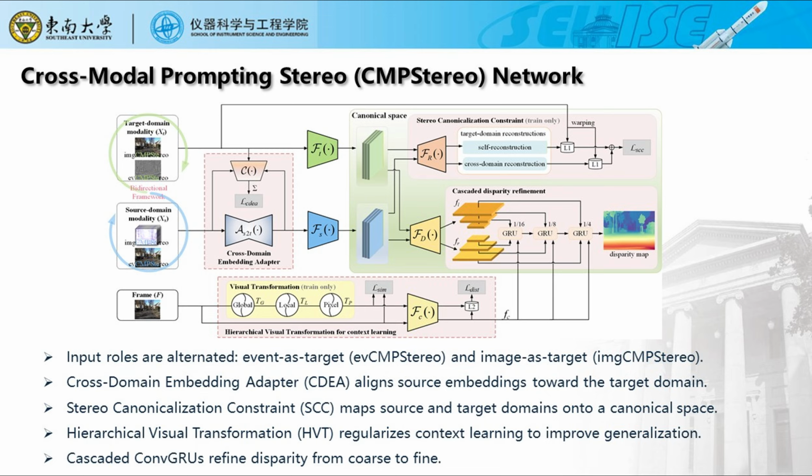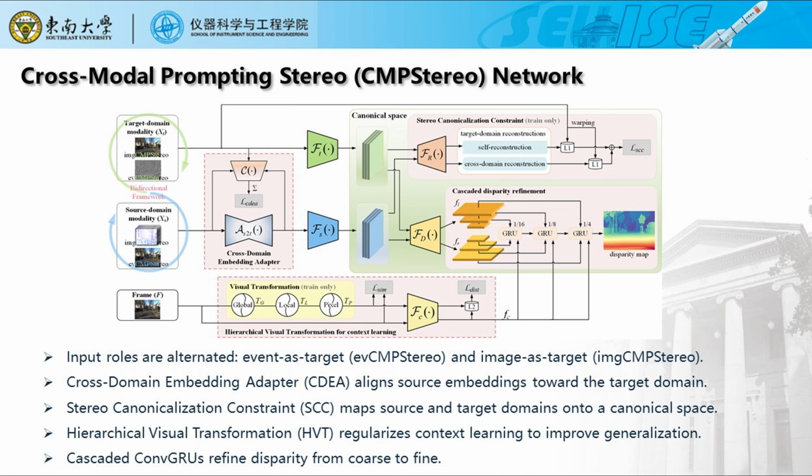In one case, the event modality is used as the target domain, which we call EVC-IMP stereo. In the other case, the image modality is used as the target domain, which we call IMGC-IMP stereo. This design allows us to study cross-modal prompting from both directions.